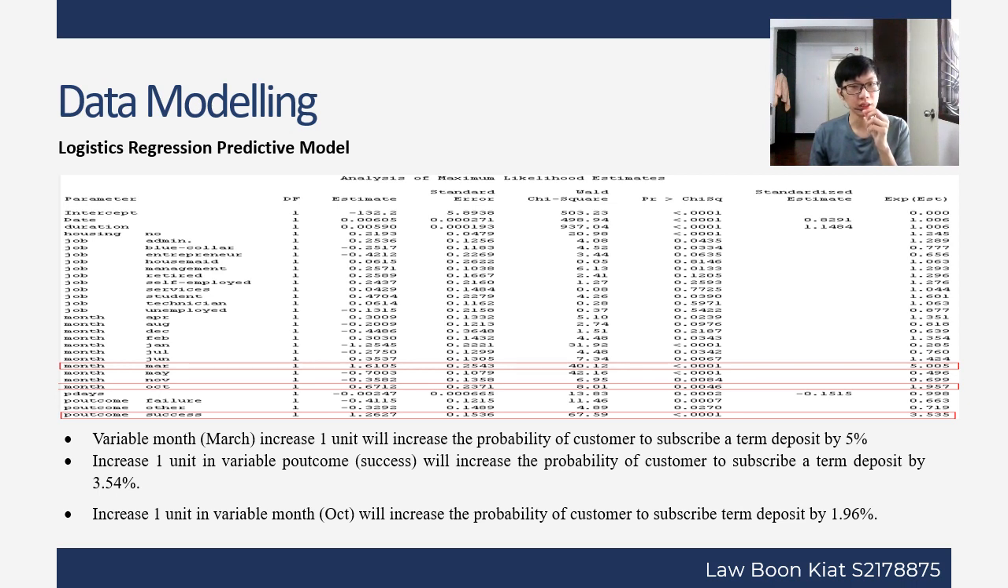And the second one is, when we increase one unit in the variable P outcome as success, it will also increase the probability of the customer subscribing to a term deposit by 3.54%. And lastly, when we increase one unit in the variable month October, it will increase the probability of the customer subscribing to a term deposit by approximately 2%.